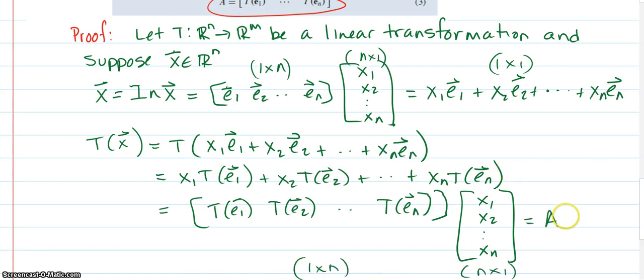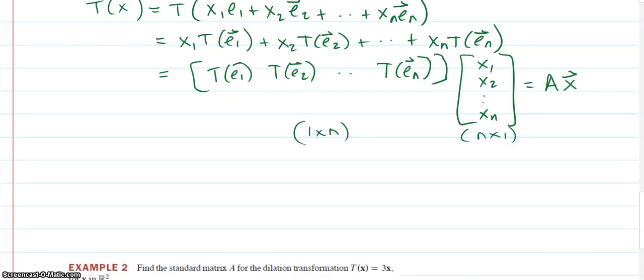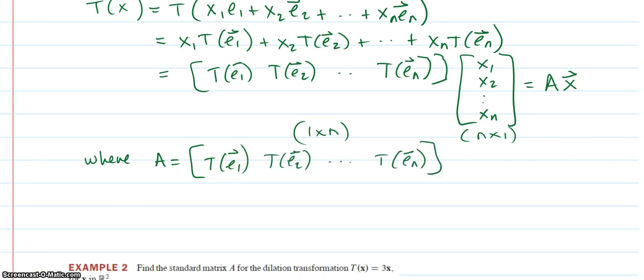And what is that equal to? It's equal to A, that's going to be our matrix A, times x. So we just found the A. We just found that matrix, where A is T of e1, T of e2, dot, dot, dot, T of en. That is our matrix transformation. So we proved it. There exists a matrix A such that T of x equals Ax for all x in Rn. By the way, it is unique.